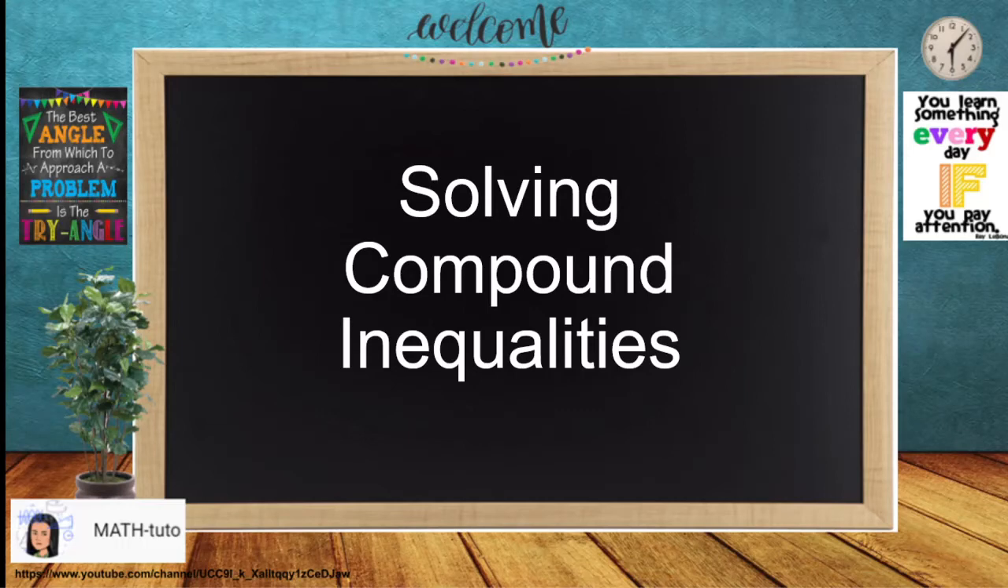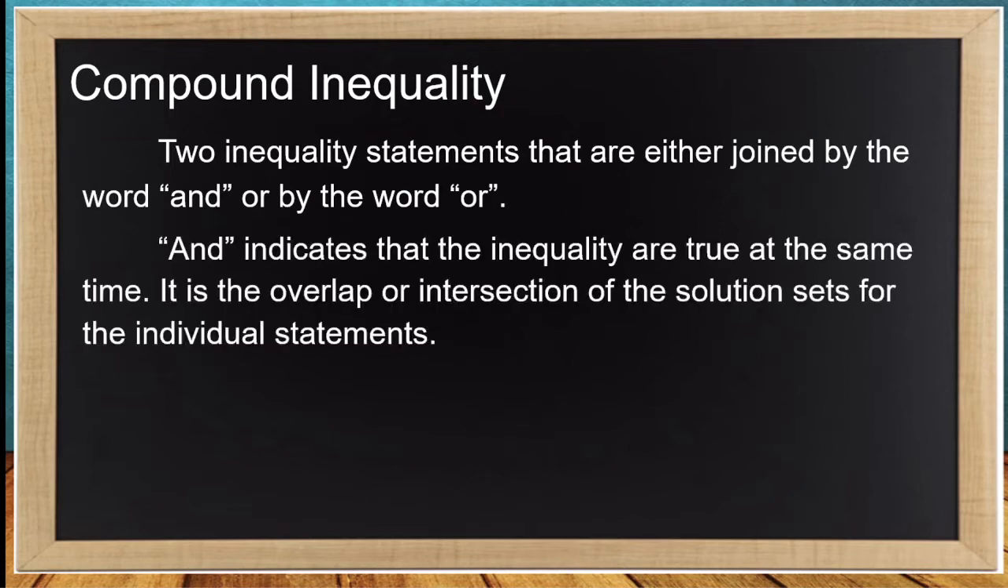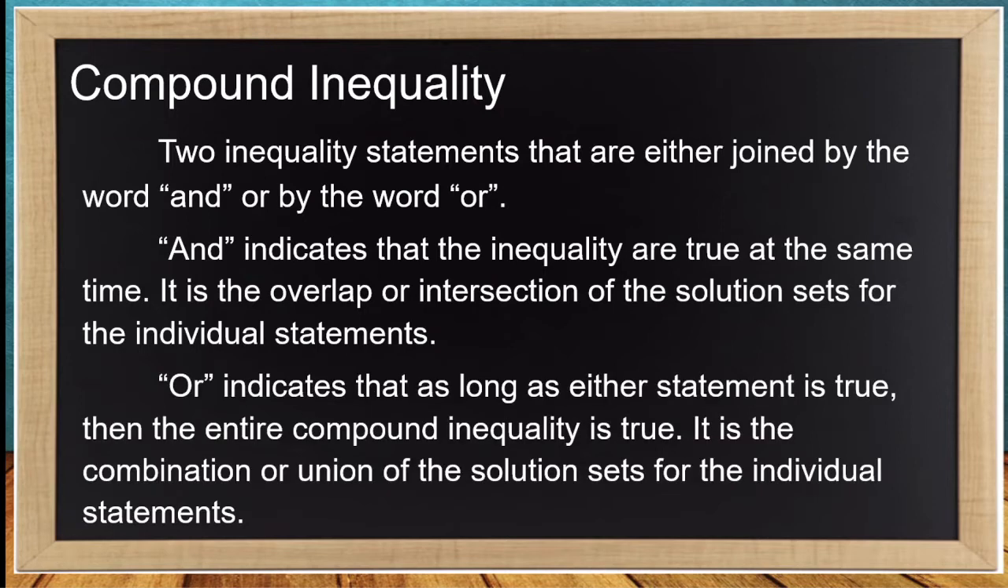Hello everyone! In this video, we are going to talk about solving compound inequalities. Let us first recall, when we say compound inequality, these are two inequality statements that are either joined by the word and or by the word or. And indicates that the inequalities are true at the same time, so it means overlap or intersection, while or indicates that as long as either statement is true, then the entire compound inequality is true, which means it is the combination or union of the solution sets.